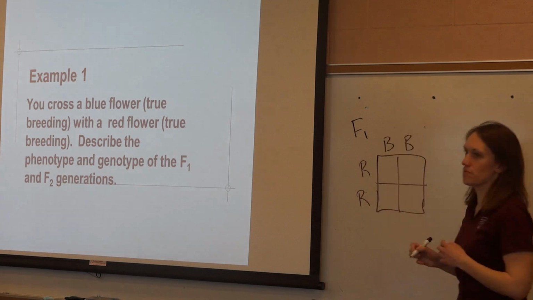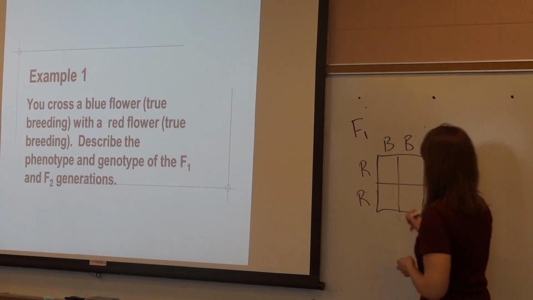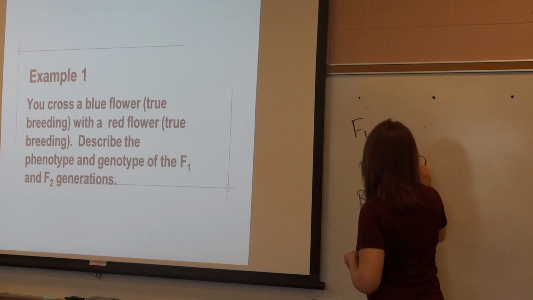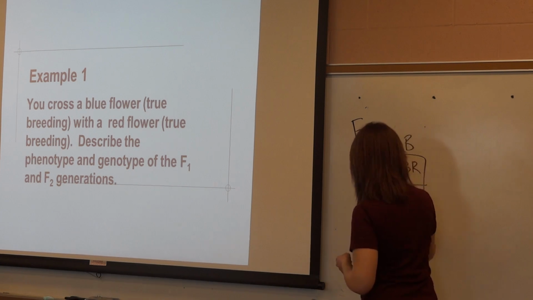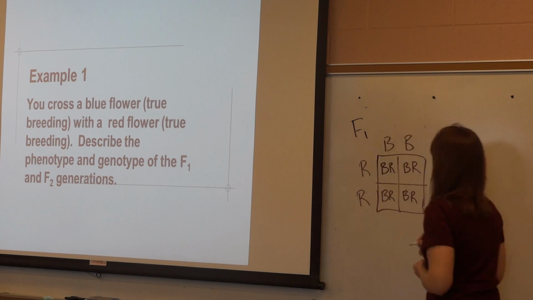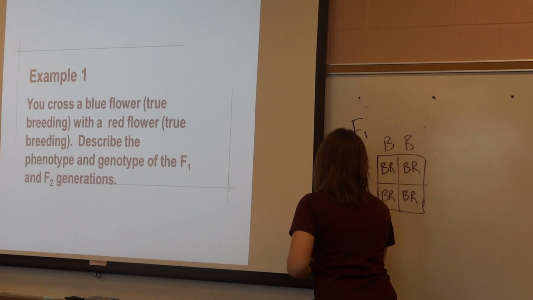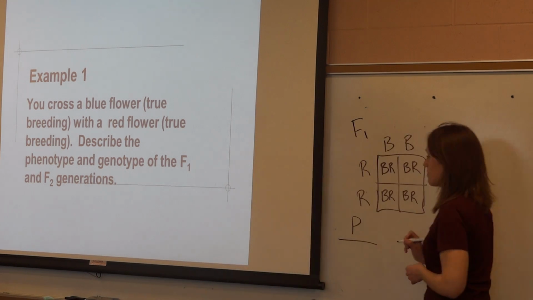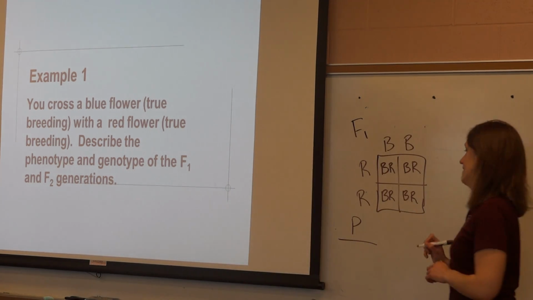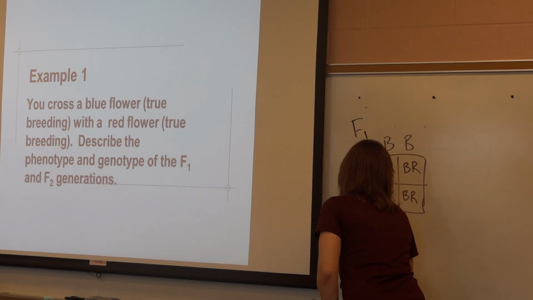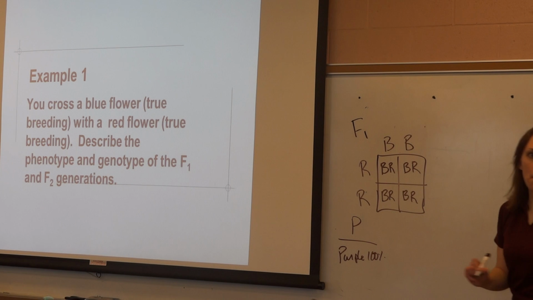What am I going to get in each of my squares? Big R. Alright, so let's describe the genome and phenotype of this. So phenotype, what's my phenotype going to be? 100% what? Purple. Purple, 100%. Okay, that's that.